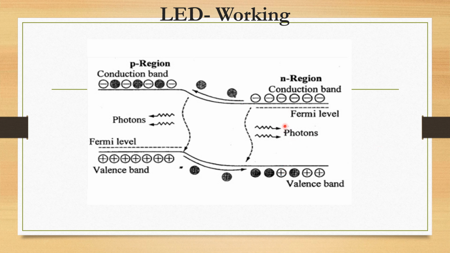So here in the N region, this is a conduction band, valence band, and in between, the energy difference is called a band gap. In N type the majority charge carriers are electrons, and in the P region the majority charge carriers are the holes. Holes are indicated by the positive sign and the electrons are indicated by the negative sign. And as soon as the forward biasing is given, the crossing of charge carriers across the junction takes place. The electrons combine with the holes and the photons are emitted.